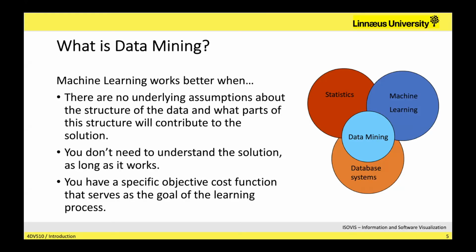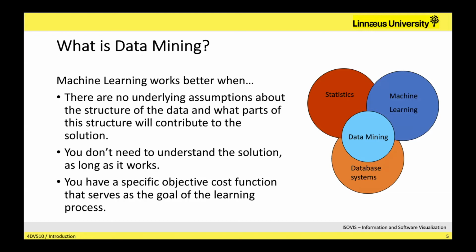Still talking about the overlap between data mining and machine learning. Machine learning works better than data mining when you have no underlying assumptions about the structure of the data and what parts of the structure will contribute to the solution. What's the meaning of this? When you have a certain data set in machine learning and you're going to train a classifier or a regressor, you basically don't care exactly how the features will contribute to your classifier as long as your classifier works. So if you don't have any assumption about how the features are contributing to the final result, then machine learning works better.